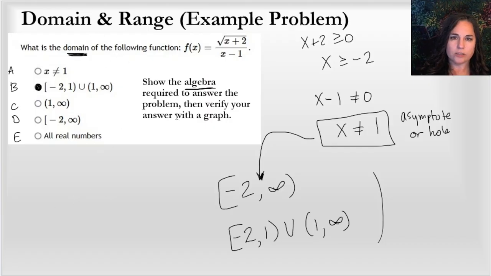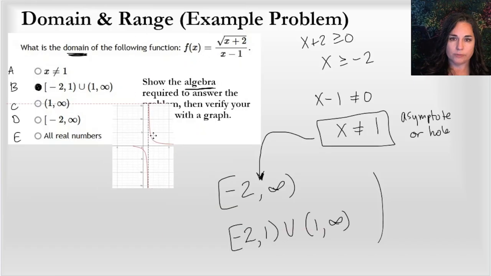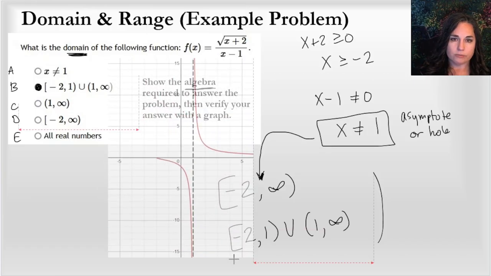Let's check this guy out on a graph. It says, show the algebra required to answer the problem, then verify your answer with a graph. So let me do this. I think I popped in here the graph of this guy. Where did I pop it in here? Let's go back here. There it is. I see it. It's hiding. There's the graph. So when we look at this graph, let me move it to the front here, and look at this graph.